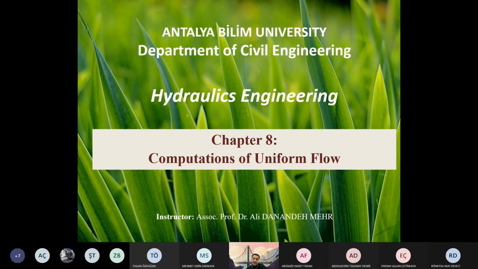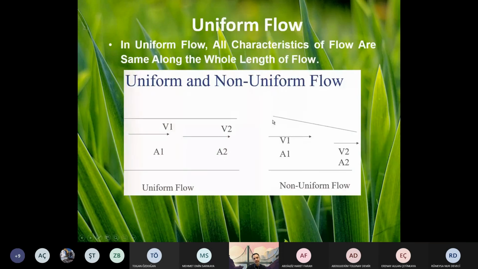So in this lecture and in those lectures, we divide flows into uniform and varied flow, and also in terms of time, we divide flow into steady and unsteady flow conditions. And as I mentioned in the previous lecture, in this lecture we are going to see how we can calculate the main characteristics of flow in uniform flow condition. So let's get started with computations of uniform flow in natural channels.